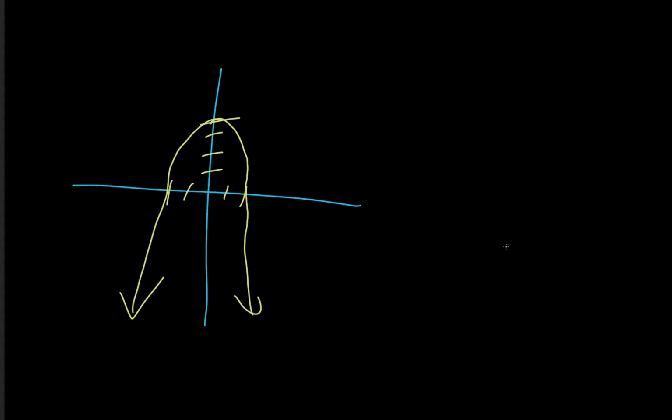Okay, and we start with x and y intercepts. So x-intercept, y-intercept. So we have two x-intercepts, negative 2 and 2, and a y-intercept, which is positive 4.